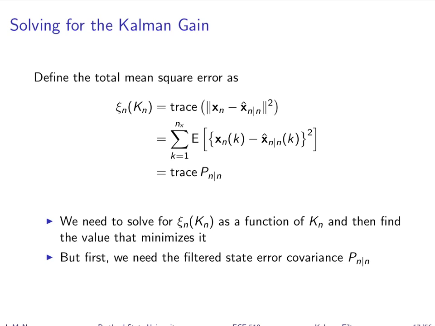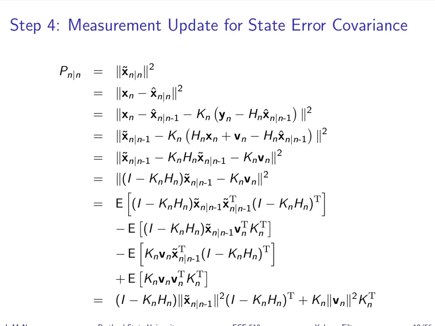So if we accept that as our error criterion, then we've got to minimize that. But before we can do that, we have to do the fourth step, which is to figure out what our filtered error covariance matrix is, because I haven't given that to you yet. So we're going to skip ahead to step 4, and then we'll come back and finish up step 3. Step 4 is getting a recursive expression for that.